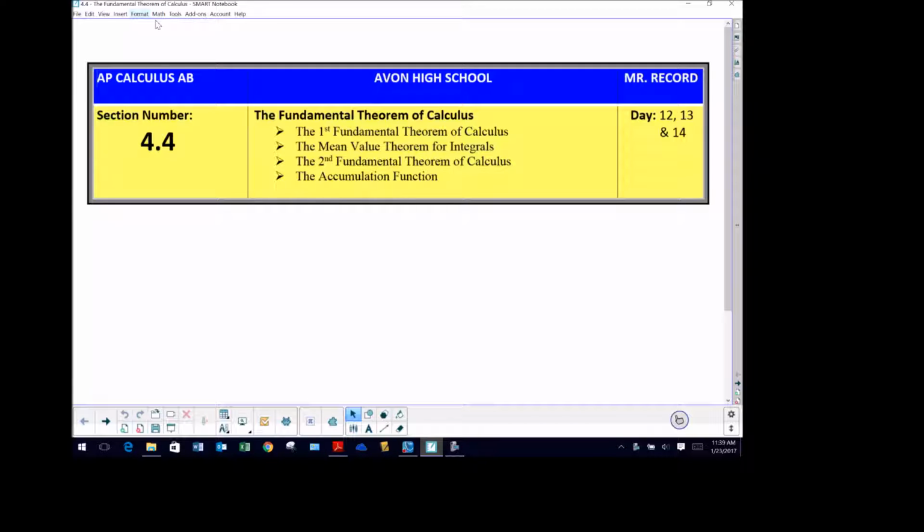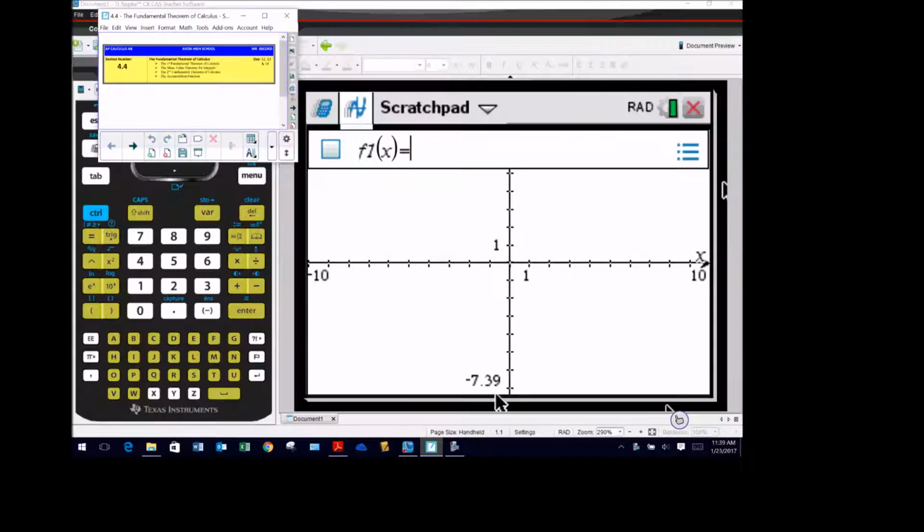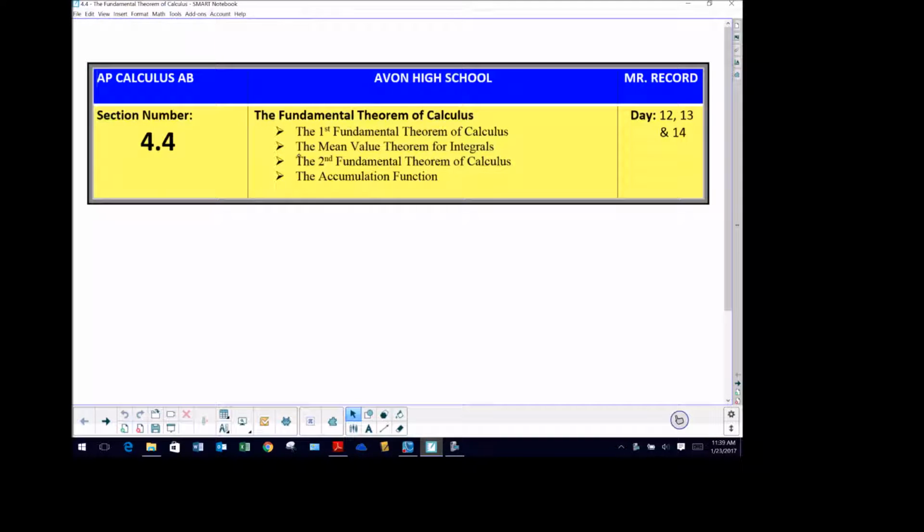So this is a very long section, and it turns out we're just going to talk about one small piece of it today, and that's this first idea right here. The first fundamental theorem of calculus.